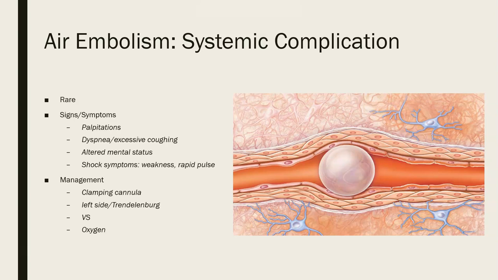If this does happen, we want to clamp the cannula. So we want to stop the IV fluid, whatever is running that could be pushing that air in. Then we're going to put them in left-sided Trendelenburg. This is going to help with where the embolism is. So if it's in the lungs and we lay them in Trendelenburg, ideally it's going to go away from the lungs. Of course, we're going to check our vital signs and our oxygen. We're going to start them on some oxygen if they're not already on it, and then we're going to monitor them very closely.